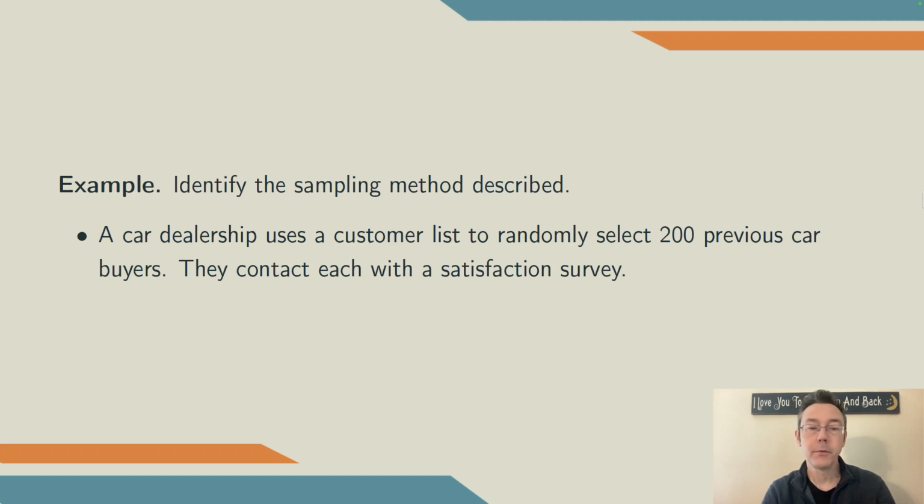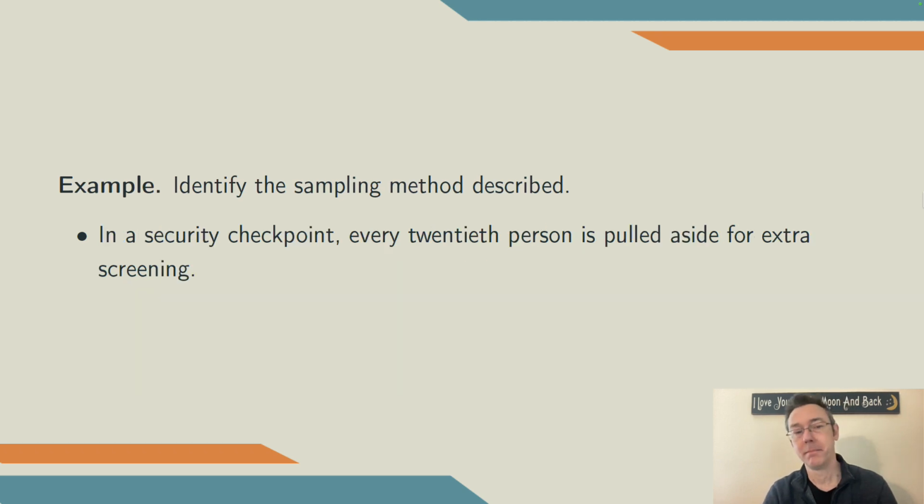A car dealership uses a customer list to randomly select 200 previous car buyers, and then they contact each one with a satisfaction survey. So this is a simple random sample. They have a list of the population, all of the people they've sold cars to. They take 200 at random and survey them.